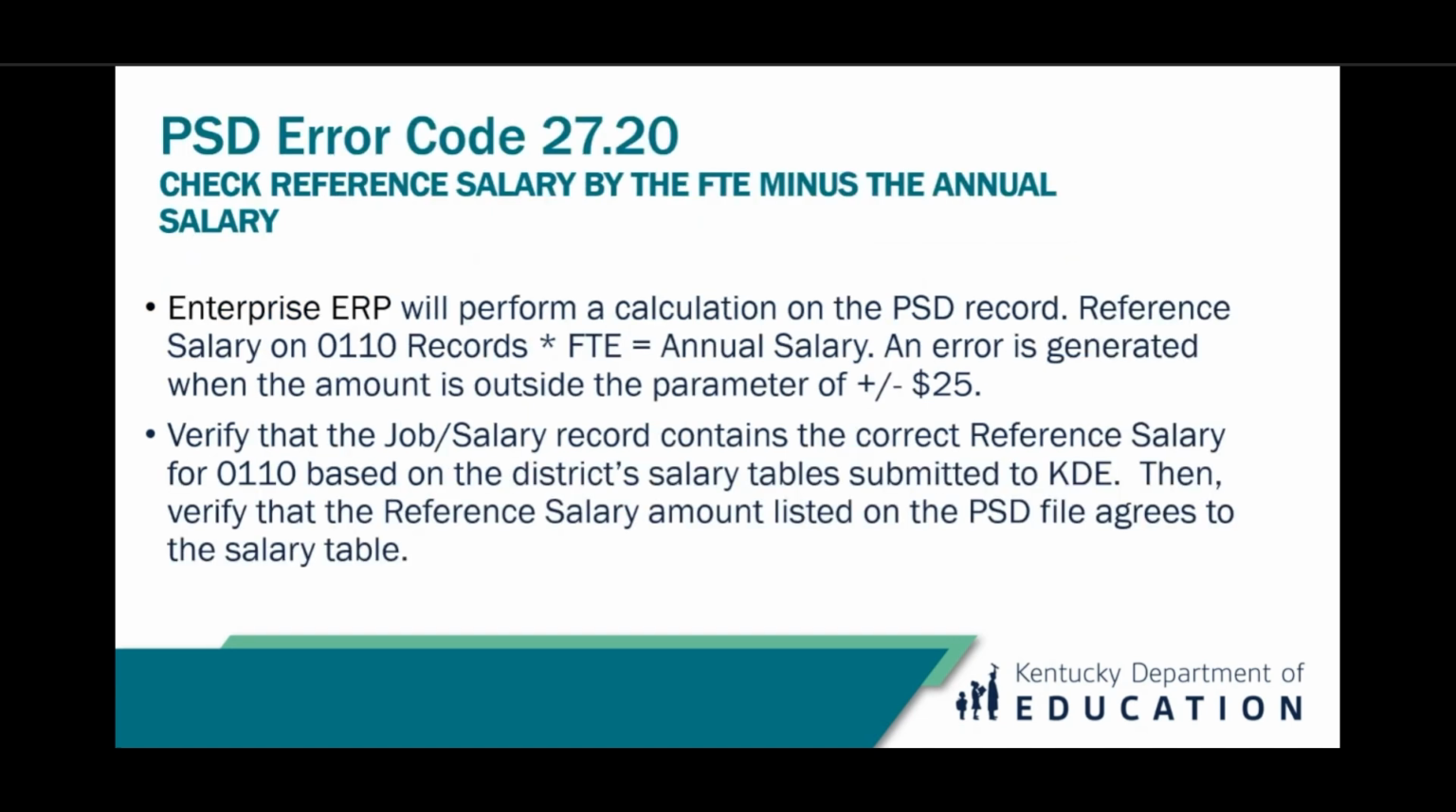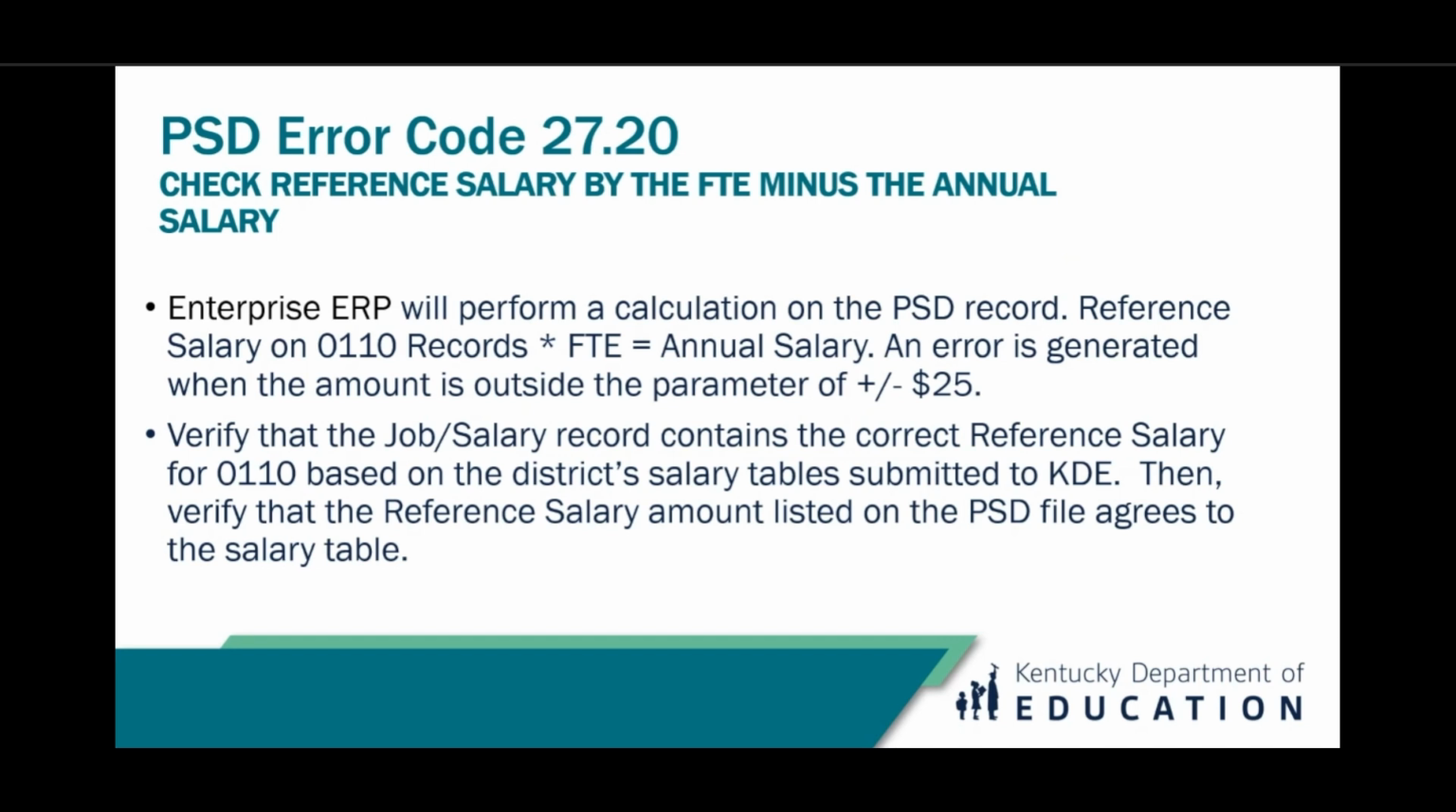Error code 2720. This is the check reference salary by the FTE minus the annual salary. So this is the PSD calculation code. As we had one for CSD, this one is for PSD. So Enterprise ERP will perform a calculation on the PSD record. Reference salary on 0110 records, it's the FTE on 0110 records times the FTE equals the annual salary.